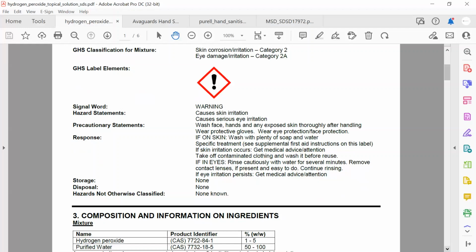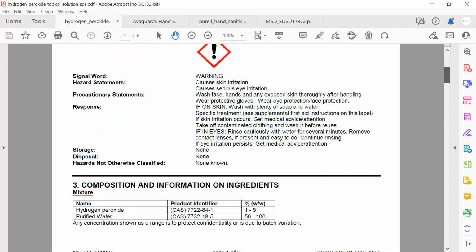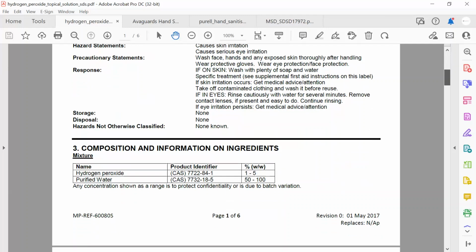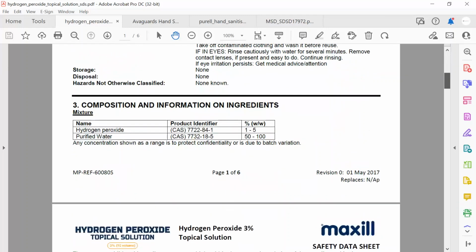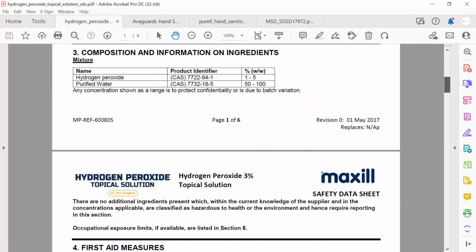It does not have specific disposal properties, but I would tell you, ideally, don't reuse the container or the bottle that it comes in, and you'll want to dispose of it with it being closed, just because it's better to get in the habit of doing that, since we do have some products that are flammable. So it talks about the composition, and this is purified water and hydrogen peroxide. It gives you your percentages.